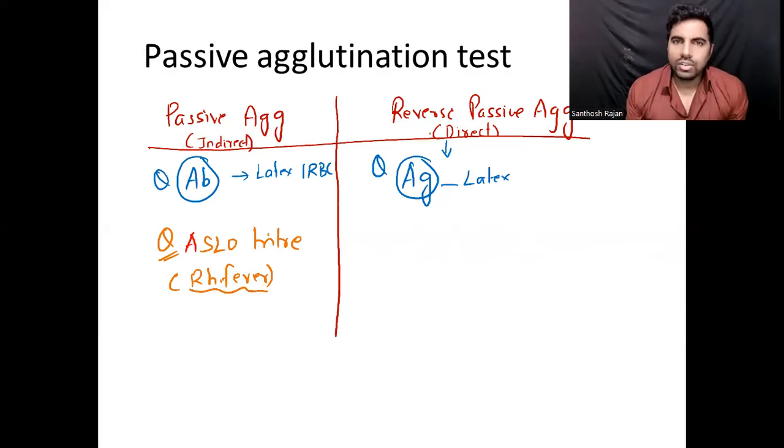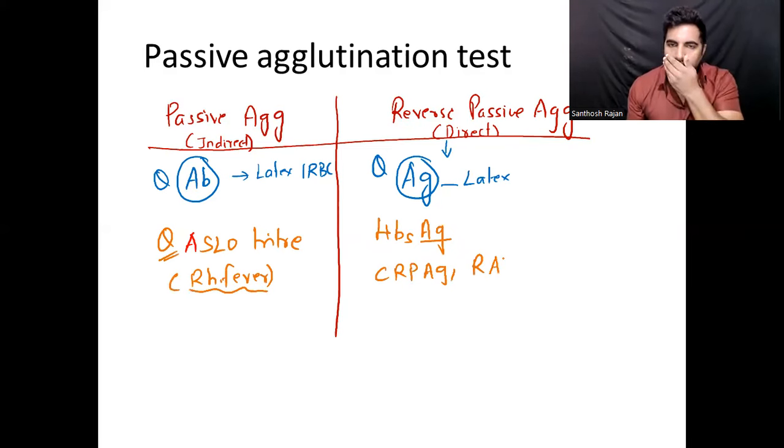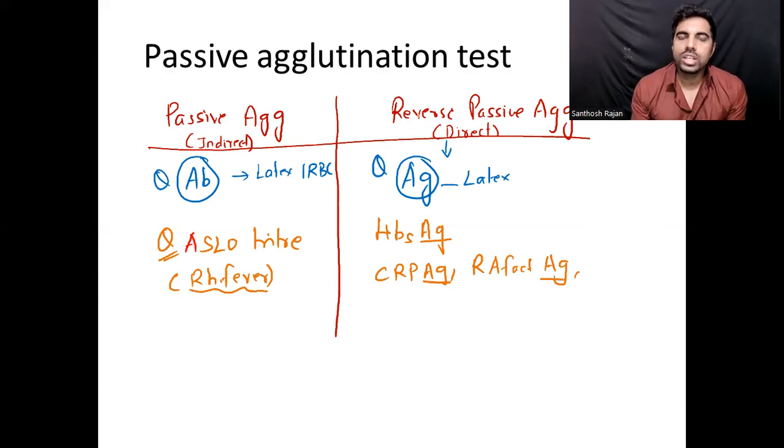When you talk about reverse passive, you have a list of tests. Example: HBsAg antigen, C-reactive protein antigen, and the RA factor antigen, the rheumatoid arthritis factor. Many antigens like this, not just these. Wherever an antigen is detected, you use the reverse passive method. This much only you have to remember.